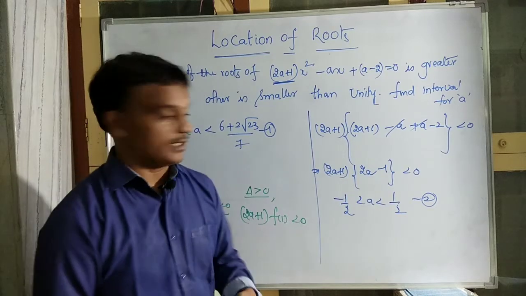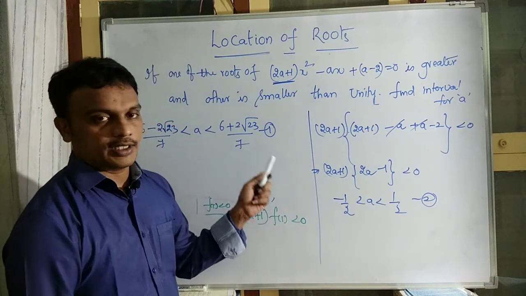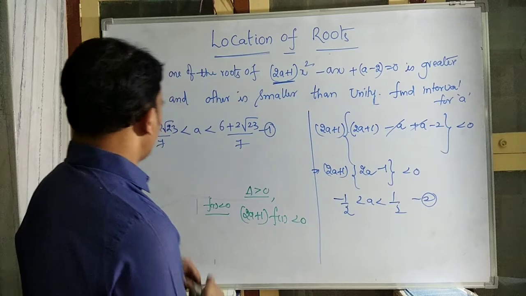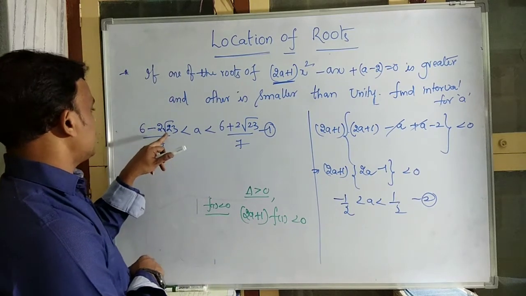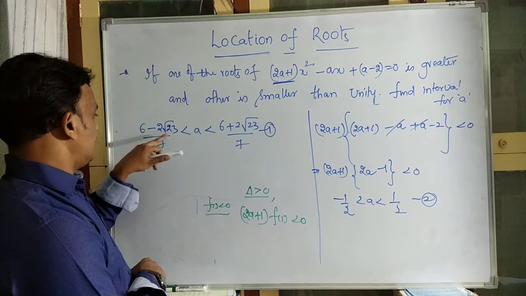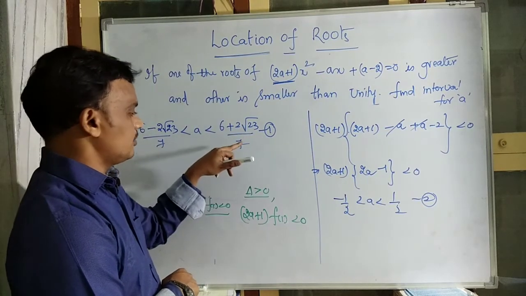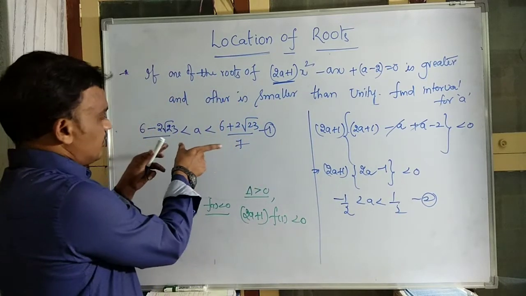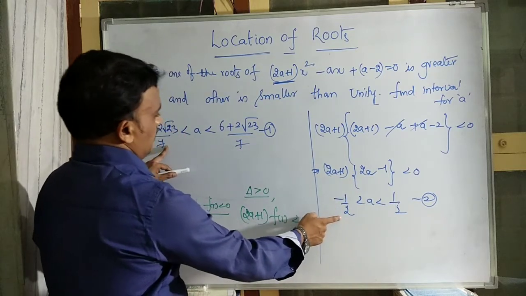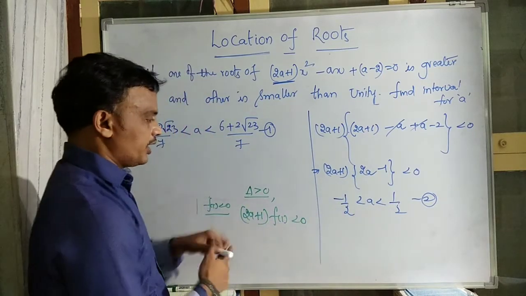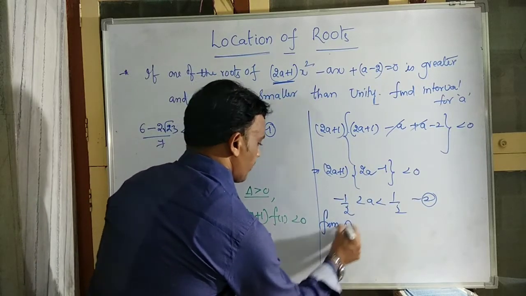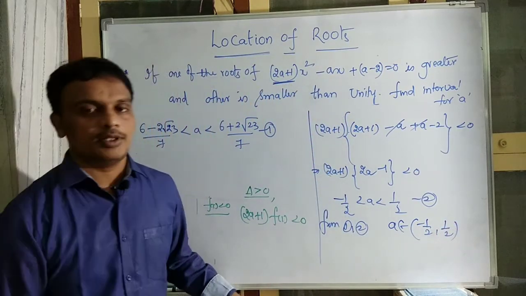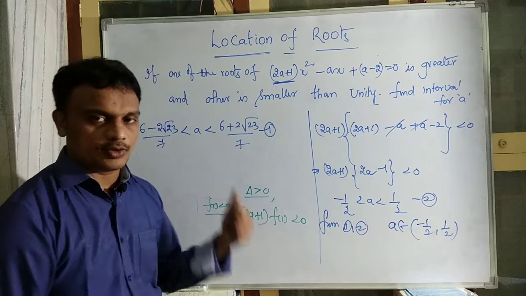Finally, what is the condition satisfying the two conditions? We can take the common interval between those two. Clearly observing, it is 6 minus 2 root 23 by 7, where root 23 is nearly equal to 5, and 6 plus 2 root 23 by 7. This is minus 1 by 2 and plus 1 by 2. It is very clear this interval lies inside the other interval. This value is less than minus 1 by 2, and 1 by 2 is less than this value. Then I can take the open interval from minus 1 by 2 to plus 1 by 2. That will be the answer. Like this we get the conditions. Come on students, make a note.